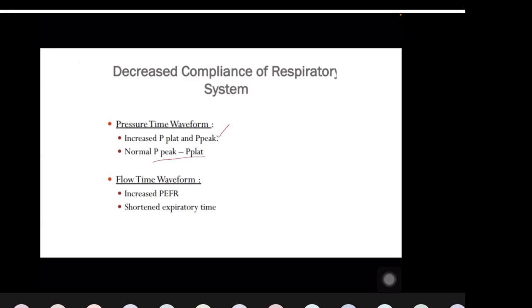In the flow time waveform, there will be an increase in peak flow and a shortened expiratory time. Again, in the expiratory limb, if we are seeing oscillations, it's most commonly due to secretions within the airways. Then we have to suction the airways.